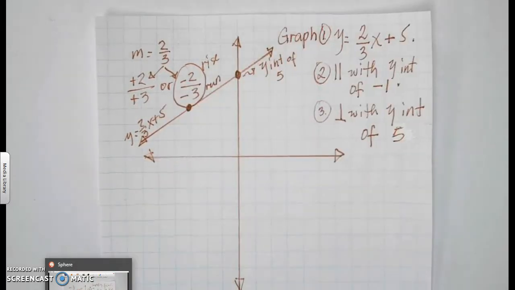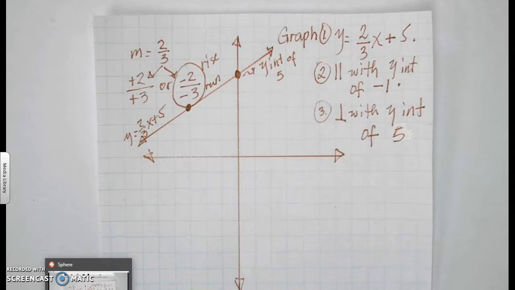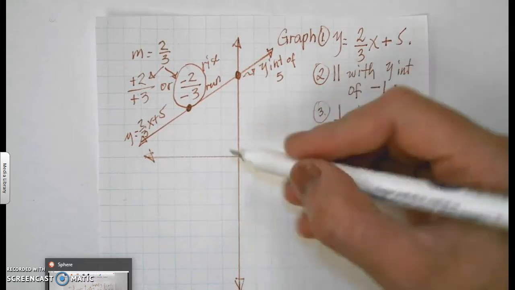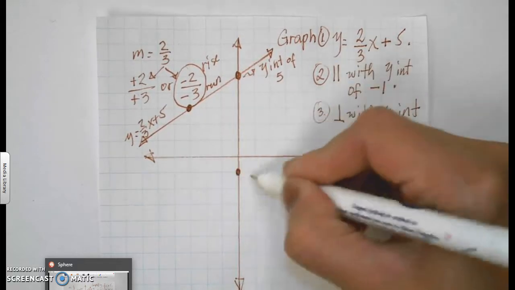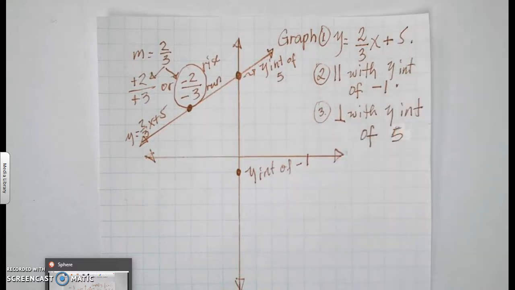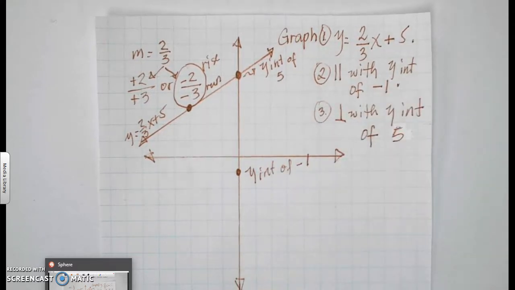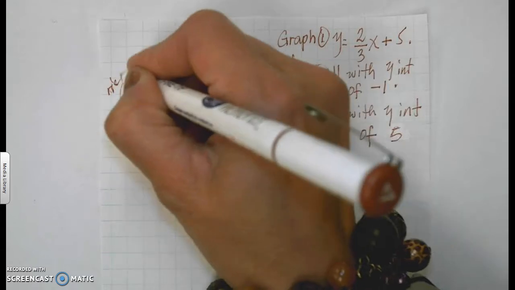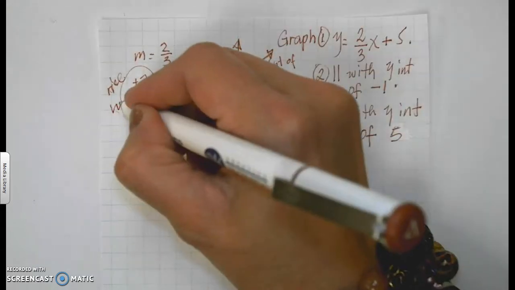So now let's go ahead and graph a line that is parallel to this original line with a y-intercept of negative 1. So this is your y-intercept of negative 1. We're going to follow the same slope. In this particular case, just for the sake of practice, I'm going to do both. So this is your rise run. This is your rise run. Okay, we will do both.